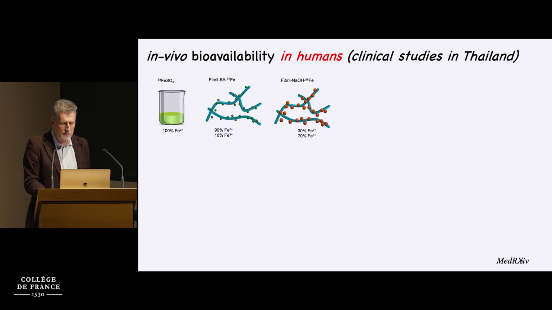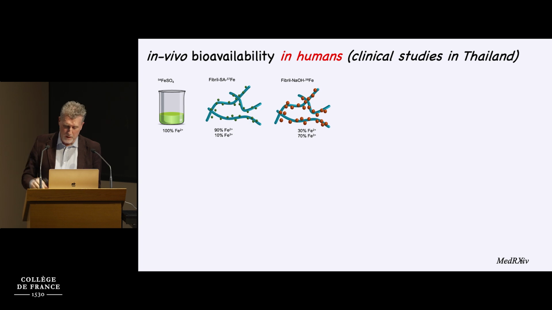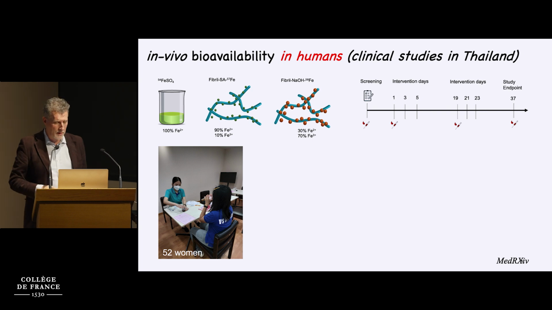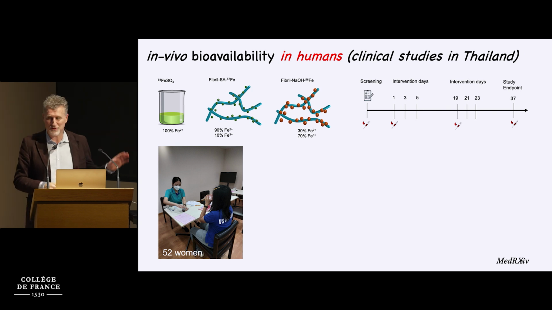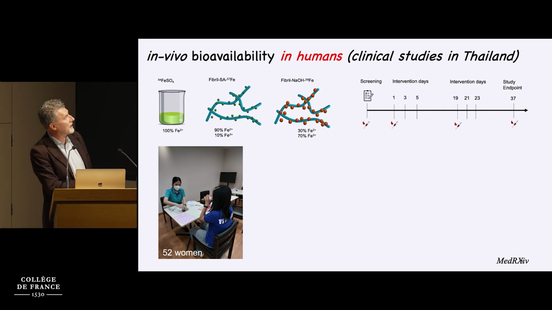We went to Thailand because Thailand is a Southeast Asia region where women are particularly exposed to iron deficiency. And we ran a study which lasted just over a month on 52 young women. And Sam was saying before about the cost of isotopes. I also went broke after this study because we used 3 different types of isotope.